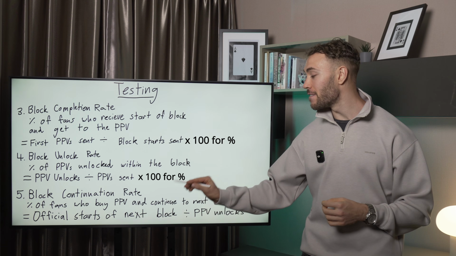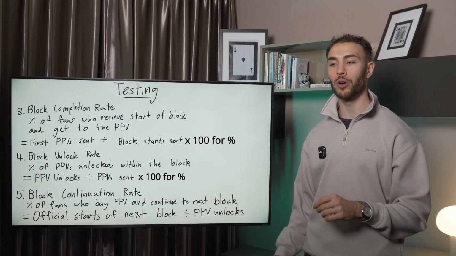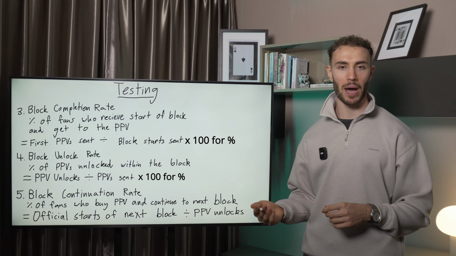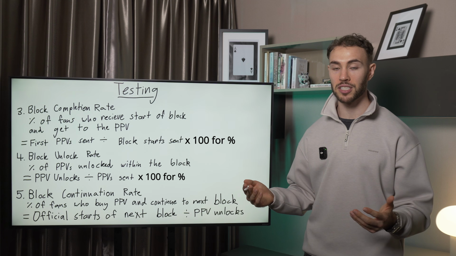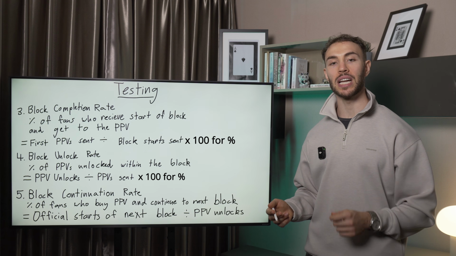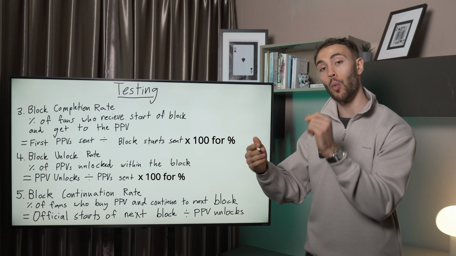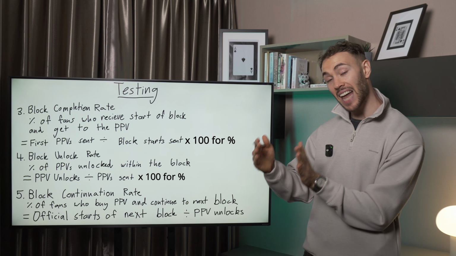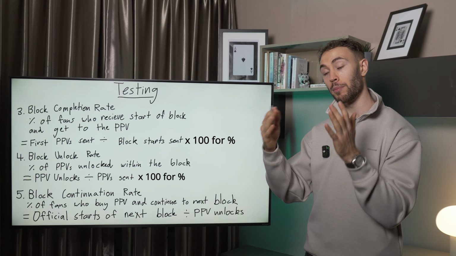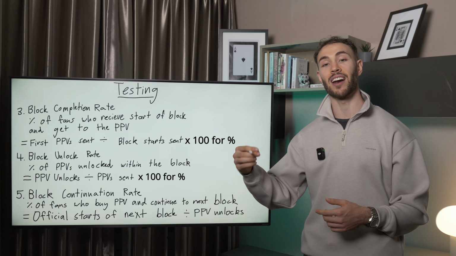When I say the official start of the next block, what I mean is you don't want to just look at the next message after the pay-per-view, because in some sequences that will be sent as a follow-up, like we spoke about. You want to measure how many times the message that was sent after the last wait for reply step in that block, because that means the subscriber watched the content, they replied, and you sent them the next one. They started the next block.